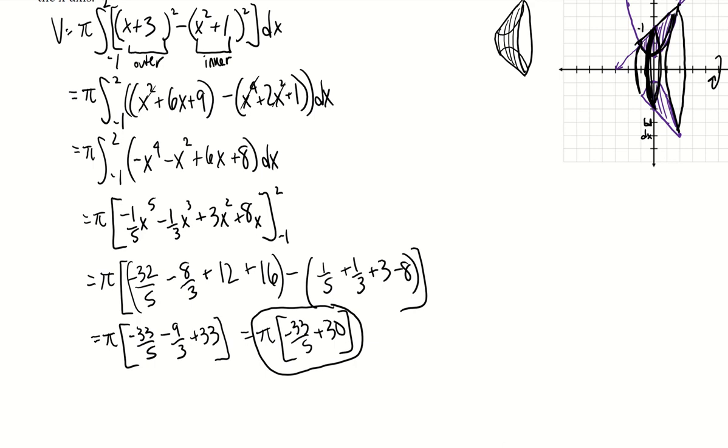It'd be 30 times 5 is 150. 150 minus 33 is what? 122? No, 112? It'd be 112 over 5. Oh, and it's technically units cubed because it is the volume of a solid.